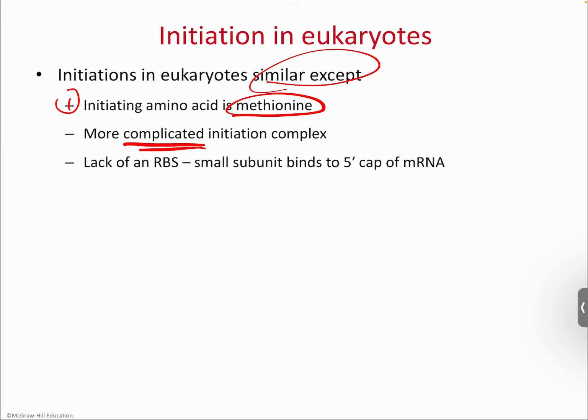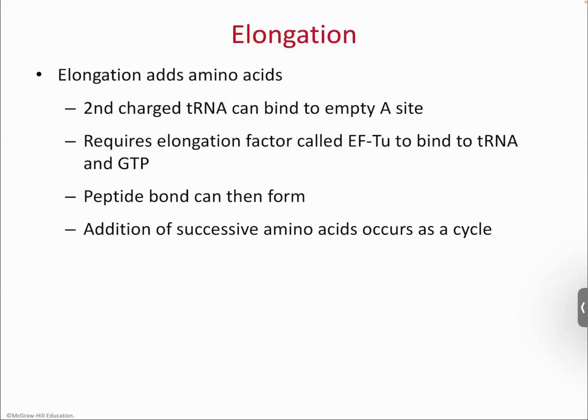So here's the problem though. We don't have an RBS in eukaryotes. So we don't have that sequence to bind to a small subunit. So how do we pull it off? Well, actually what we do is we use our 5' cap. So instead of an RBS, we substitute that with our 5' cap. We've already got it. We need to have it, right, in order to protect our 5' end from degradation. So we just basically utilize that as our binding strategy to our small subunit. So initiation otherwise is pretty much the same.